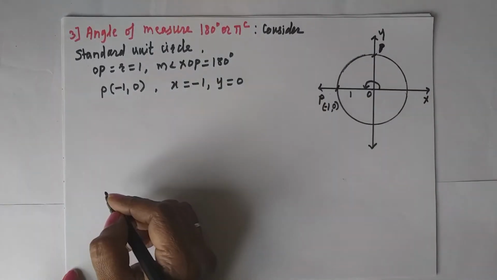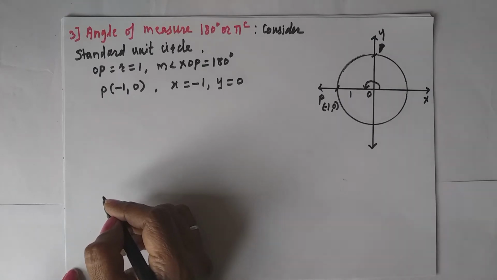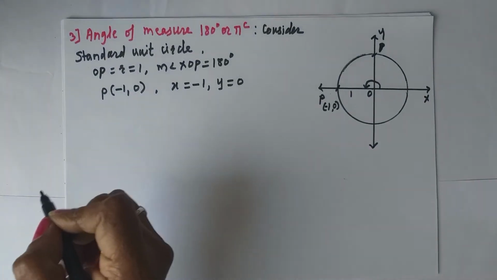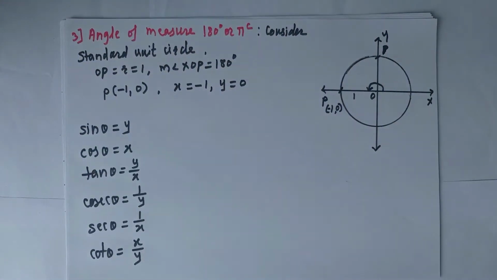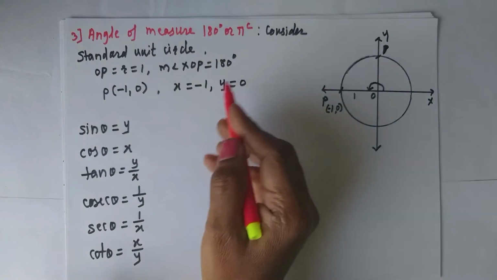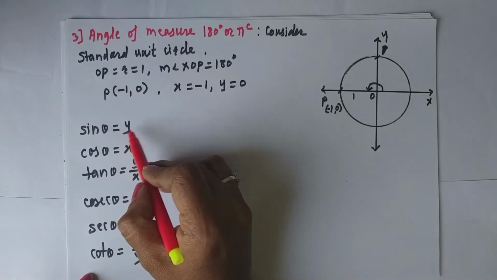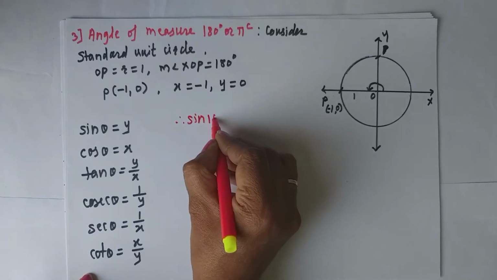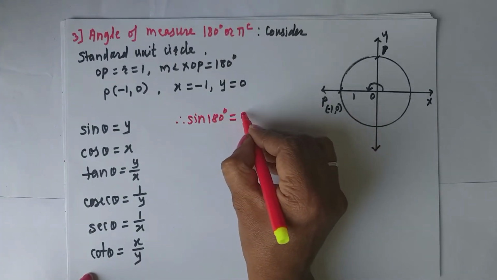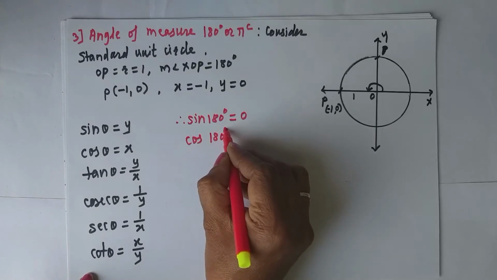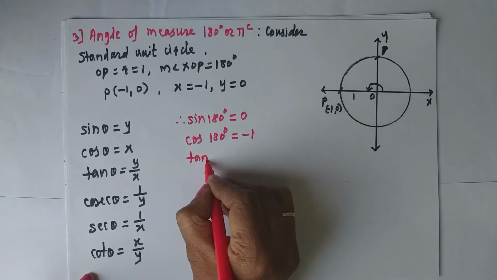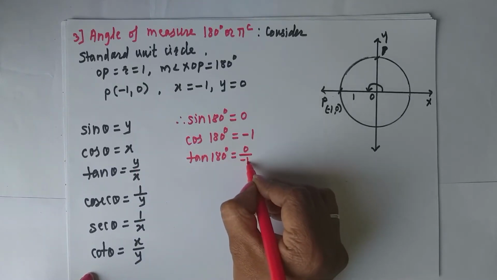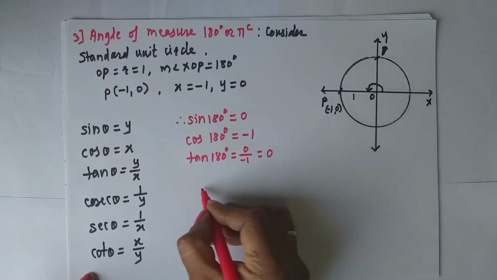Again you write down all 6 trigonometric functions in terms of the standard unit circle and keep the values of theta, x and y. Now in this you keep the values of theta, that is 180 degrees, and the value of y 0 and the value of x minus 1. Therefore write down sin 180 degrees, value of y, 0. Cos 180 degrees, what is x? Minus 1. Tan 180 degrees, value of y is 0, x is minus 1, 0 divided by minus 1, 0.